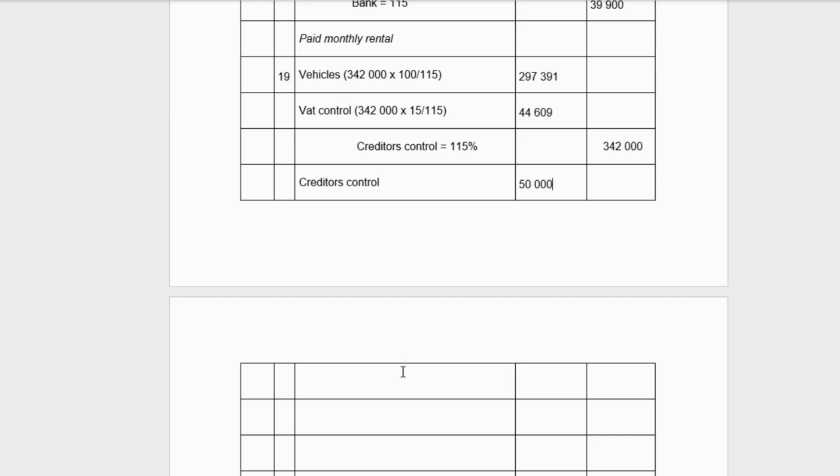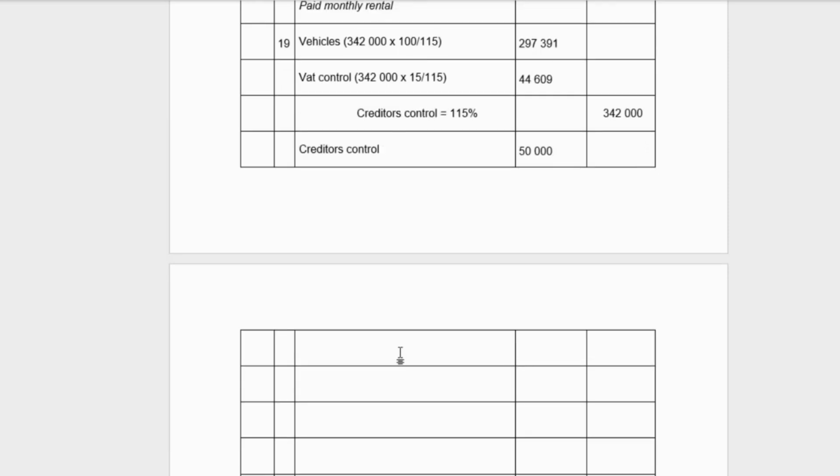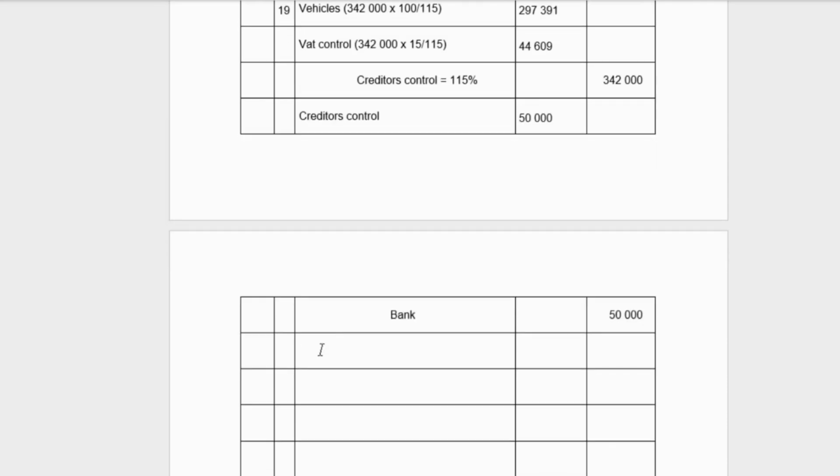And then we go to the credit side, we put our bank because there's a decrease in our bank when we make a payment. So bank, and bank is an asset. Whenever it decreases, we credit. So 50,000 right there. Okay. And then we are done with this transaction.